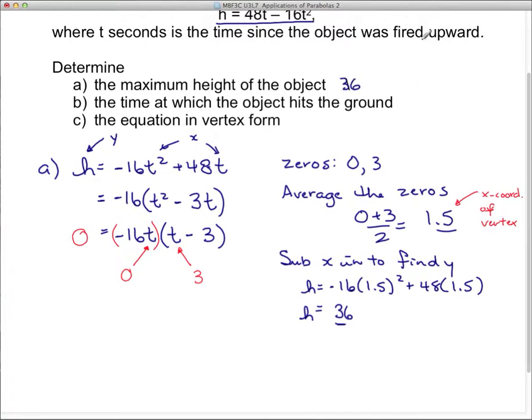Now that was a lot of work to find out that the maximum was 36. We have to find the vertex. So I know now, having done all of that stuff, that the vertex is 1.5 and 36. So that's easy enough. Now it says, at what time does the object hit the ground?